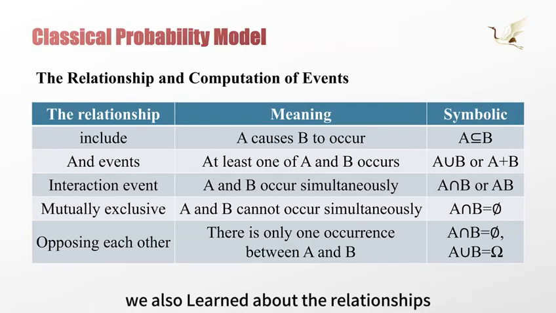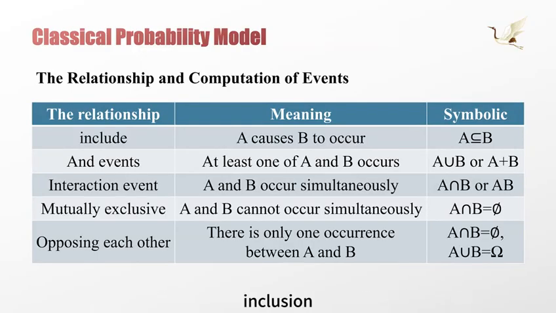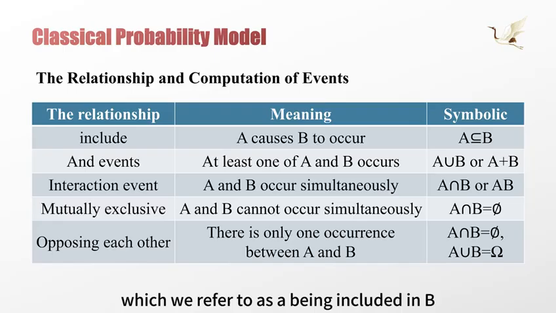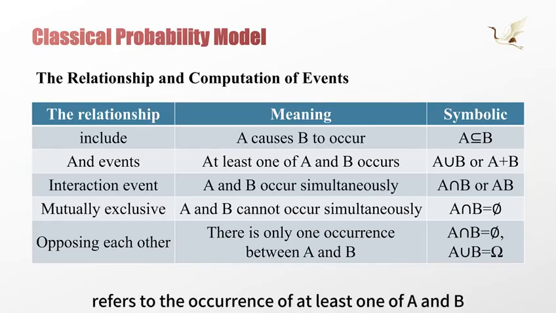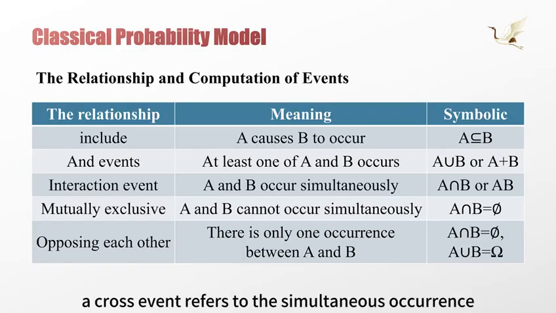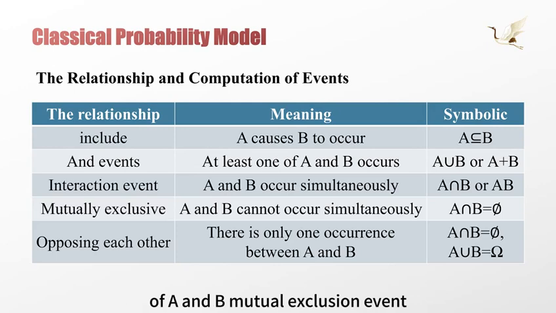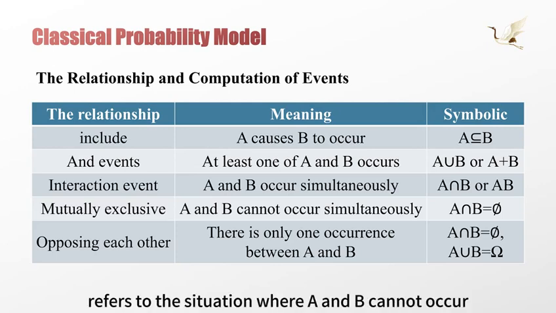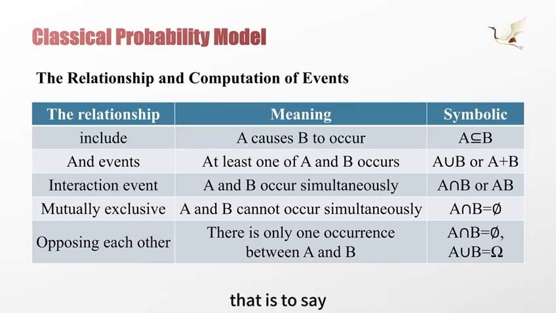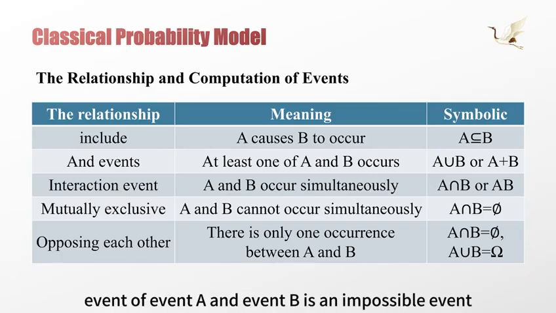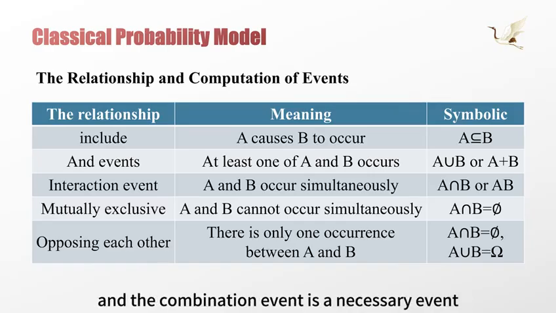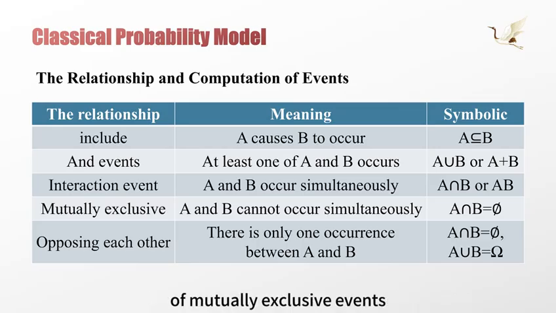We also learned about the relationships and operations of events earlier. Inclusion relationship refers to the occurrence of event A leading to the occurrence of event B, which we refer to as A being included in B. Union refers to the occurrence of at least one of A and B. An intersection event refers to the simultaneous occurrence of A and B. Mutually exclusive events refer to the situation where A and B cannot occur simultaneously. That is to say, the intersection of event A and event B is an impossible event. Complementary events refer to A and B having exactly one of them occur. That is to say, the intersection of event A and event B is an impossible event, and the union event is a certain event. Obviously, complementary events are a special case of mutually exclusive events.